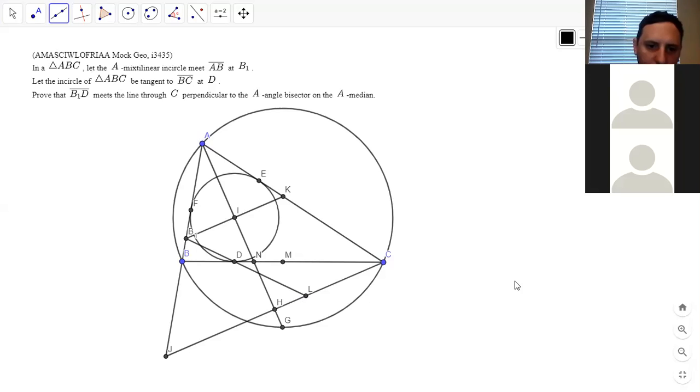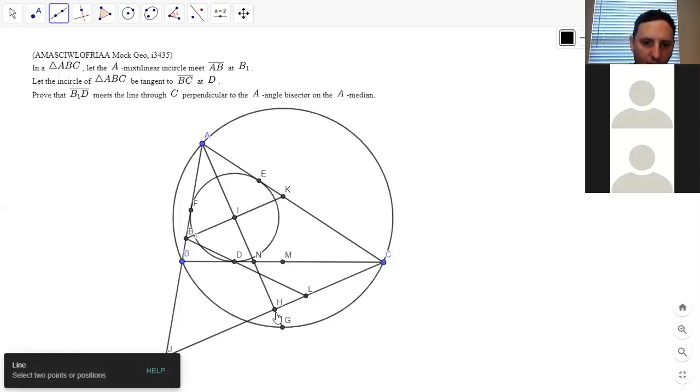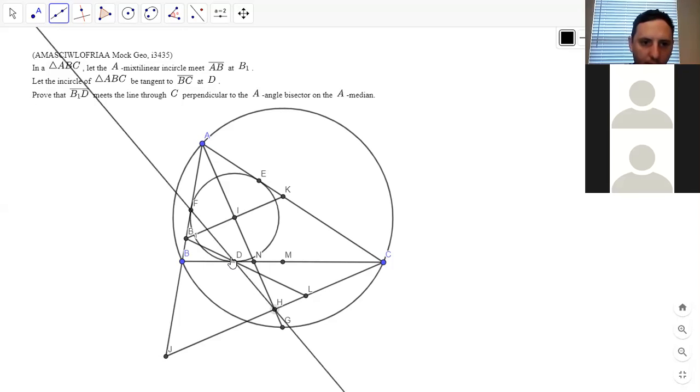Maybe we could project through D. What if we project HLC through D onto AB? So L goes to B1, C goes to B. Where does H go? I would be very surprised if H went to F.